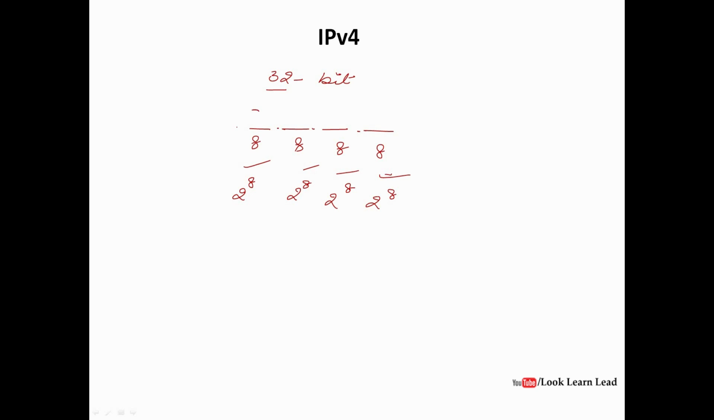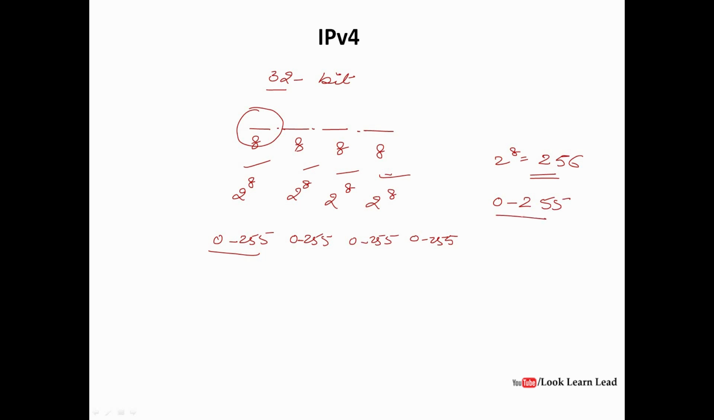So the value in the first octet can range from 0 to 255, and the same in the second and third octets. I keep saying 225, but 2 to the power 8 is 256, so the values range from 0 to 255 in each octet. So let's move on to IPv4 further discussion.